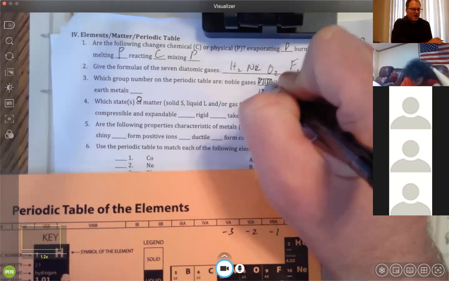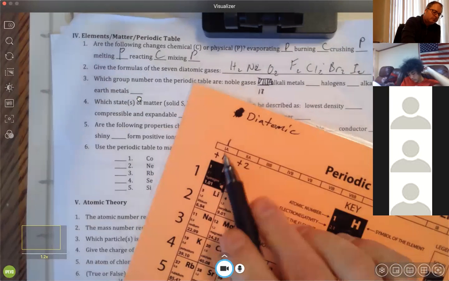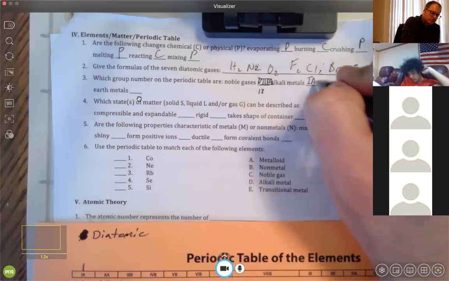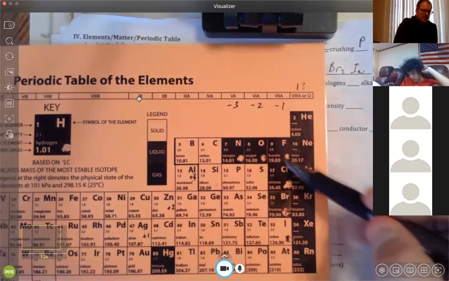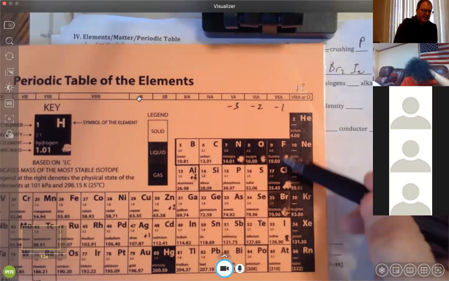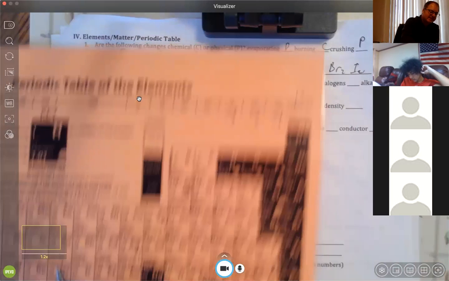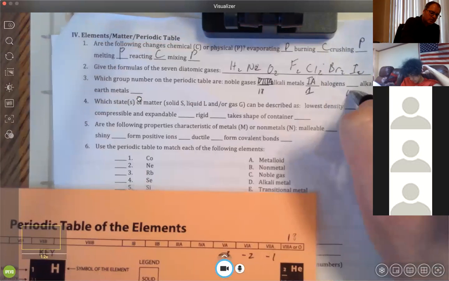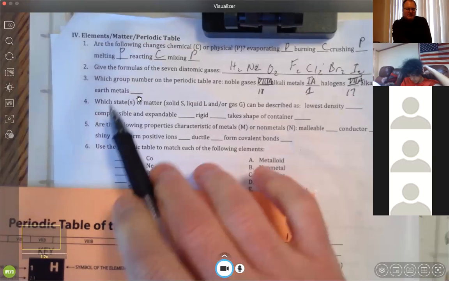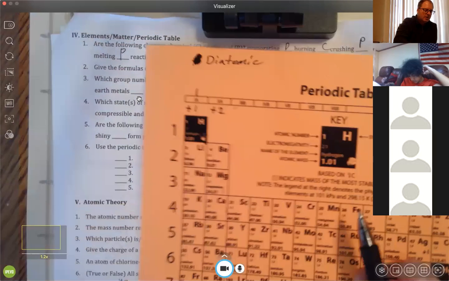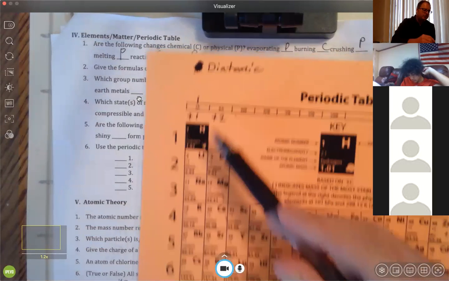Either one. Alkali metals, they are group 1 or 1A. Halogens. The halogens are this group right here, fluorine, chlorine, bromine, iodine. They are group 7A or 1 from 18, which is 17. The earth metals. The earth metals are the ones right next to the alkali metals. They are group 2 or group 2A.